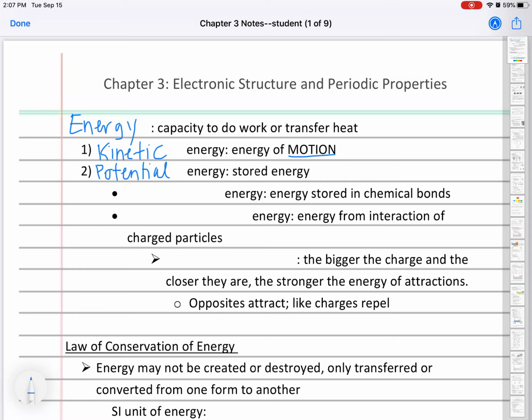Okay, so the two types of potential energy, though, that are really important in chemistry are chemical energy. And chemical energy is the energy that's stored in chemical bonds. When you break a chemical bond, it actually releases energy that can be used to do work or create heat in a chemical reaction. And then the other type is electrostatic.